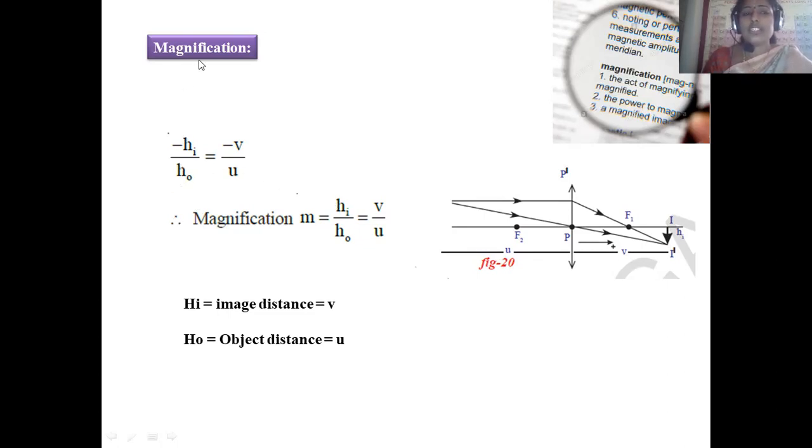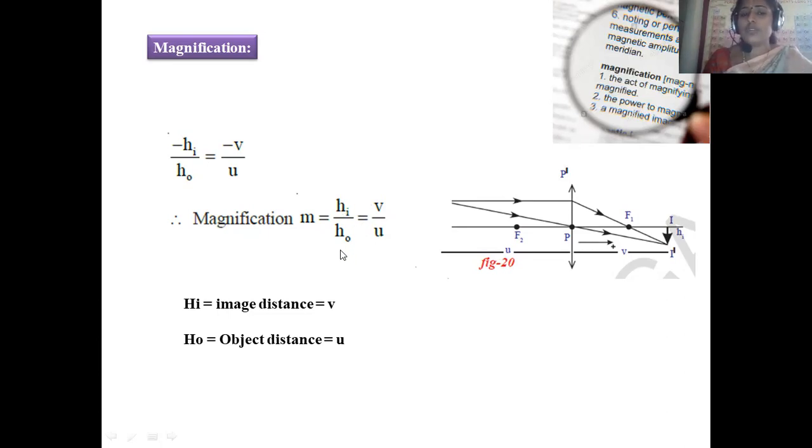In accordance with this relation, magnification, the relation will be HI, height of the image, by HO, height of the object, is equal to image distance by object distance. This is the relation. So that is clearly mentioned as magnification M is equal to HI by HO is equal to V by U, because both the negative terms got compensated on the left and right hand side. HI by HO is equal to V by U, where HI denotes what?